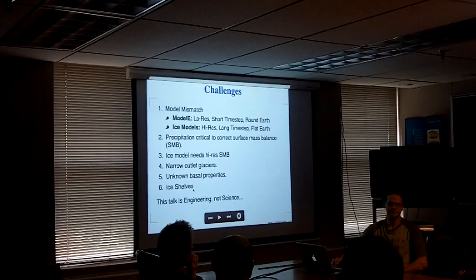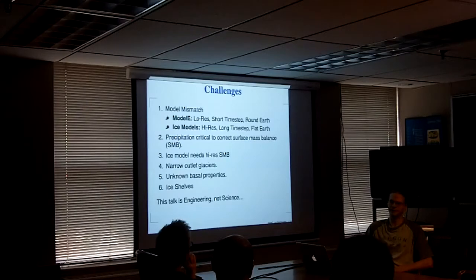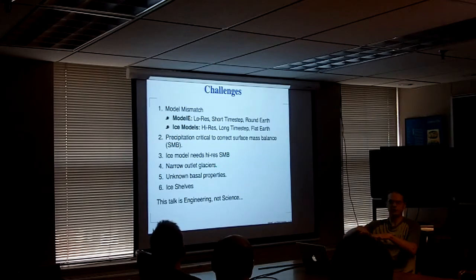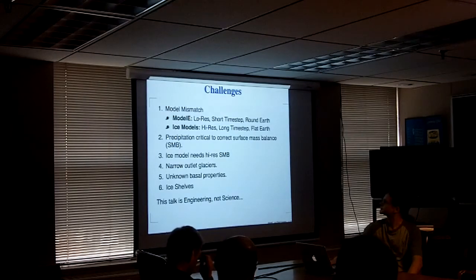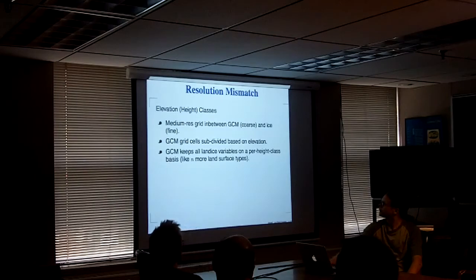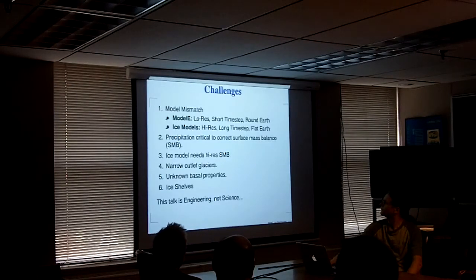I already talked about these outlet glaciers and basal properties. Oh yes, ice shelves, which I haven't talked about yet. Again, that's a big open problem. Getting the ice shelves right in front of the ice sheets is important because we know once you remove ice shelves, the ice behind it starts flowing faster. So it's all coupled, and we don't really know how to model ice shelves yet, although there are people working on it. Okay, so I'm going to talk mostly about this model mismatch challenge, and a little bit about number 3. I think there are plenty of challenges here.